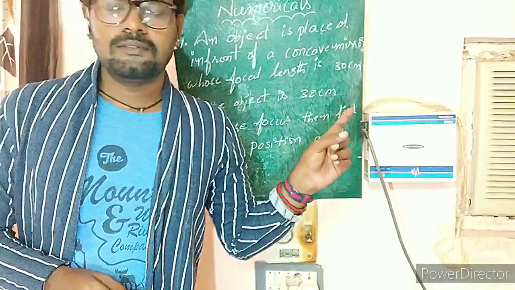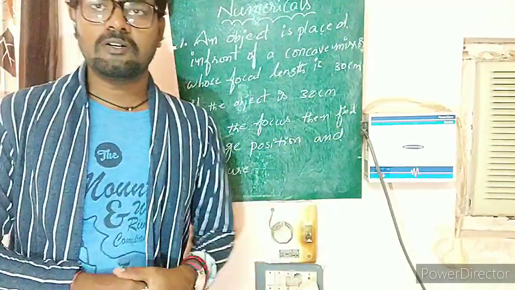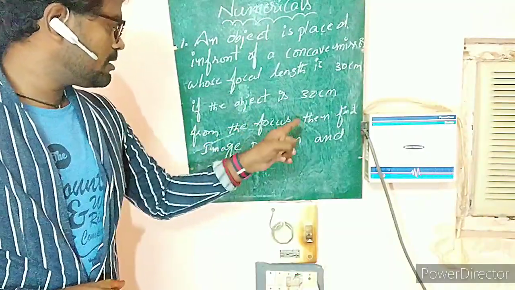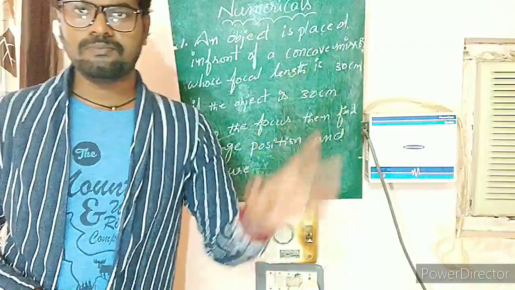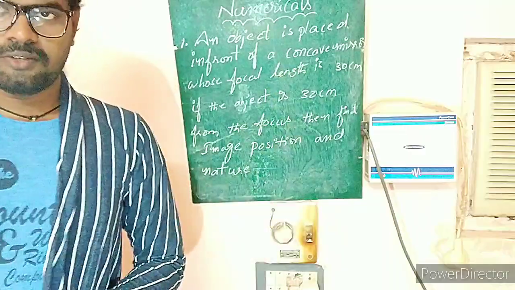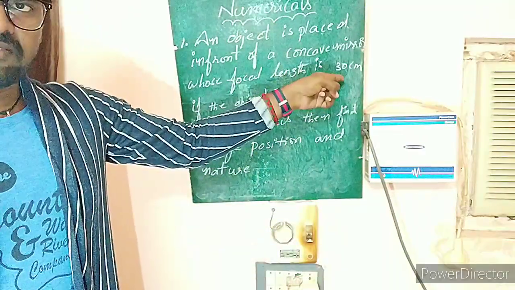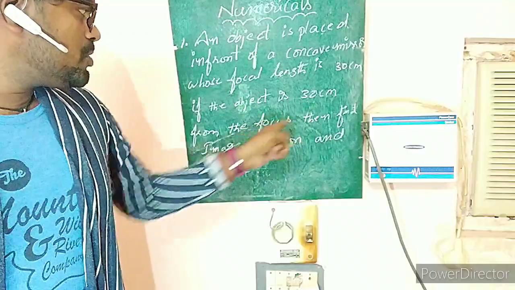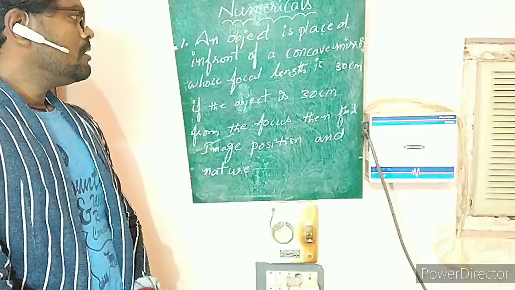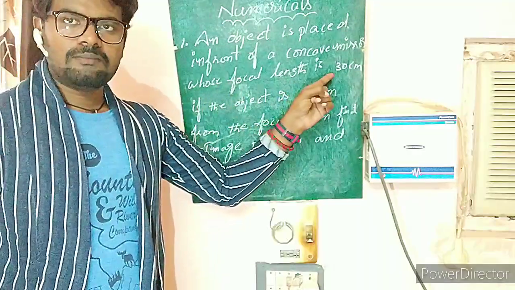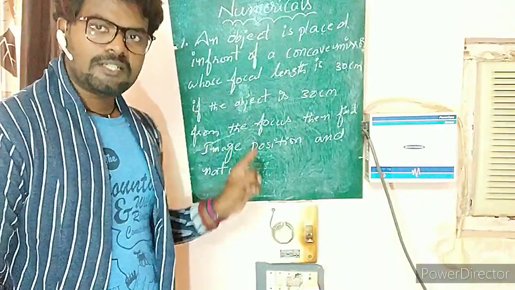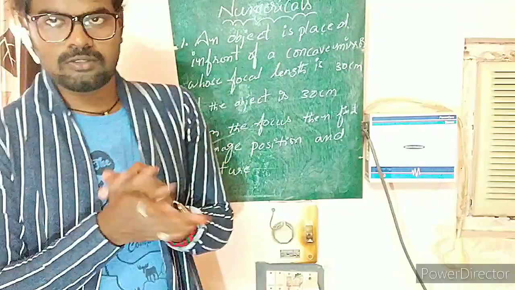Okay, the first numerical. An object is placed in front of a concave mirror whose focal length is 30 cm. If the object is 30 cm from the focus, then find the image position and nature. That is the question. So just observe the data clearly. Here the mirror is concave mirror. The focal length of the mirror is already given, 30 cm. And the object position is also mentioned in the problem. They are asking what is the image position and image nature. It's very easy. See, focal length of that mirror is 30 cm. And the next point is if the object is 30 cm from the focus.